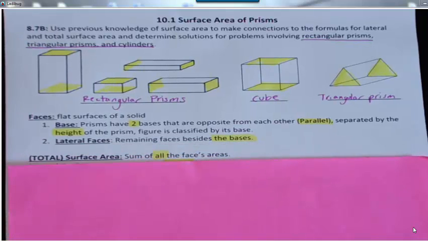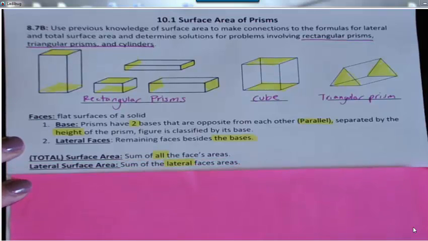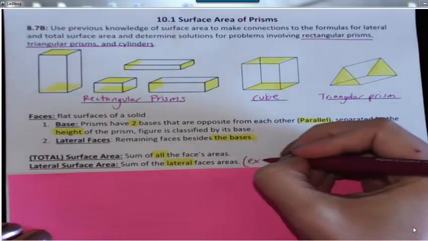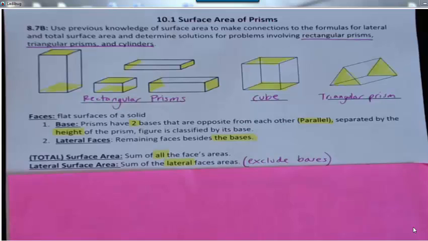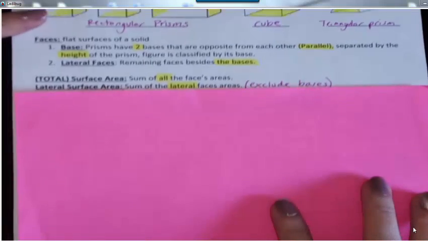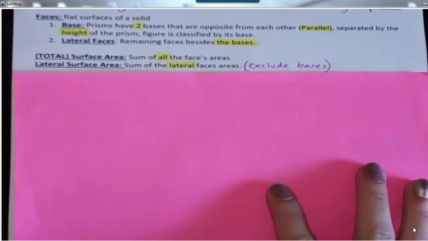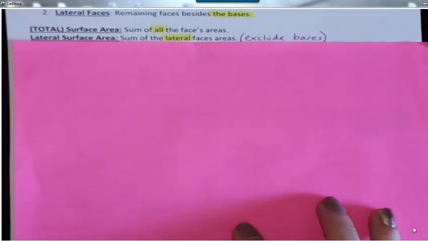First of all, total surface area. Sometimes they'll say total, sometimes they'll just ask you to find the surface area. When they do, they want you to find the sum of all of the faces' areas. When it's just asking for a lateral surface area, that's just finding the sum of the lateral faces. So that's going to exclude what? It's going to exclude the bases, which means that I'm finding the area of all the other faces, but not the bases. So there's two ways of finding surface area for a prism. That's what we're going to focus on today. We're going to look at the other shapes in this TEK later on.